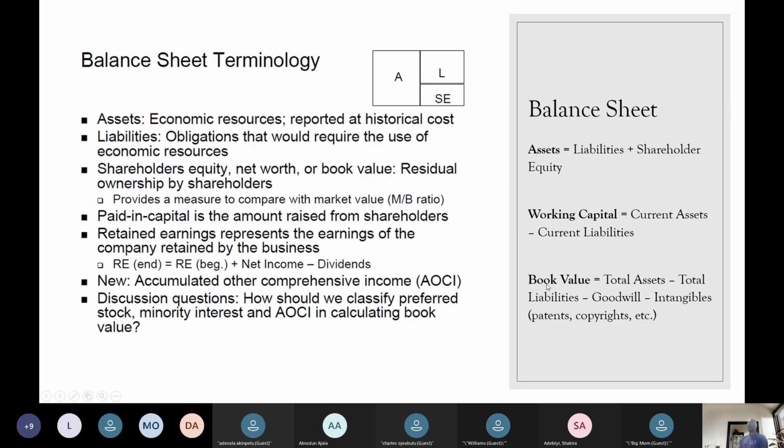And every one of us can calculate book value now. I think beyond calculating it, I want you to internalize it. The book value is the total assets less the total liabilities, and also we subtract intangibles such as goodwill, copyrights, and patents and things like that. That's the book value.